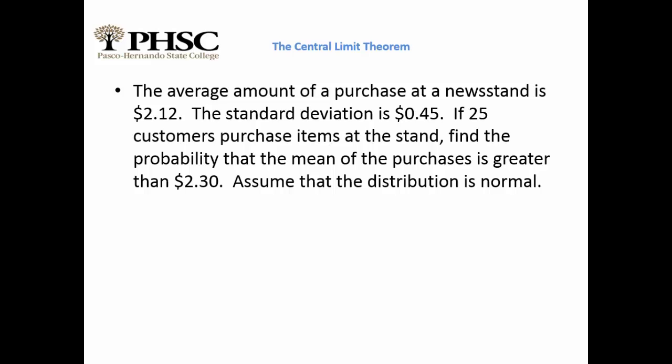So here's the first example. The average amount of purchase at a newsstand is $2.12. The standard deviation is 45 cents. If 25 customers purchase items at a stand, find the probability that the mean of the purchases is greater than $2.30. Let's assume the distribution is, in fact, normal.